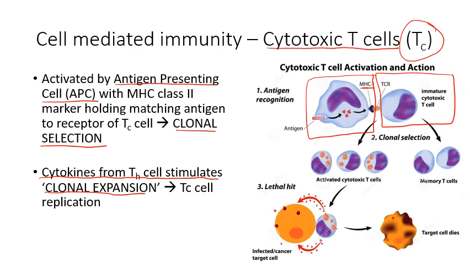All right, so just to quickly recap, our antigen presenting cells need to interact with our cytotoxic T cells, again with the non-self antigen on its MHC class 2 markers. If we have a correct match, we've achieved clonal selection. Clonal expansion, where our cytotoxic T cell replicates and creates thousands of copies of itself, will not happen until the cytokines from our helper T cells are released and stimulate the cytotoxic T cell to replicate.